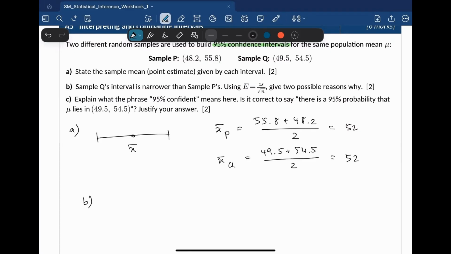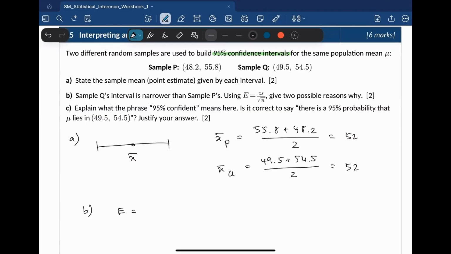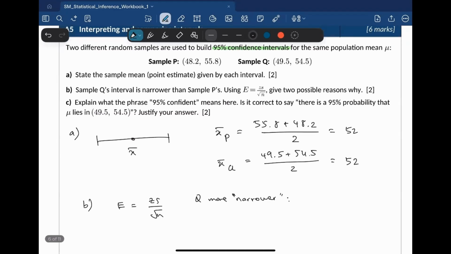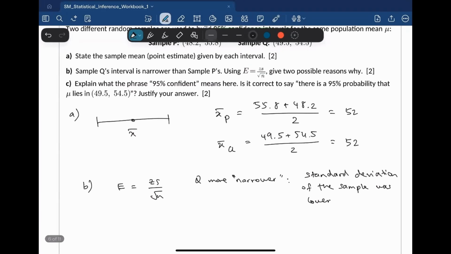Okay, it says sample q's interval is narrower than sample p's, and using error, give 2 possible reasons why. So we have 3 factors that can affect the error: your z-score, which represents your level of confidence; S, the standard deviation of the sample; and n, your sample size. But we know z is fixed because we have a 95% confidence interval, so it can't be that. So either the standard deviation of the sample was lower, which reduces the margin of error, or the number of samples was higher.